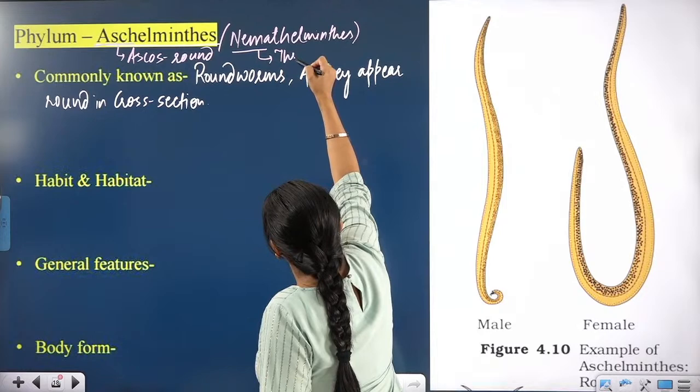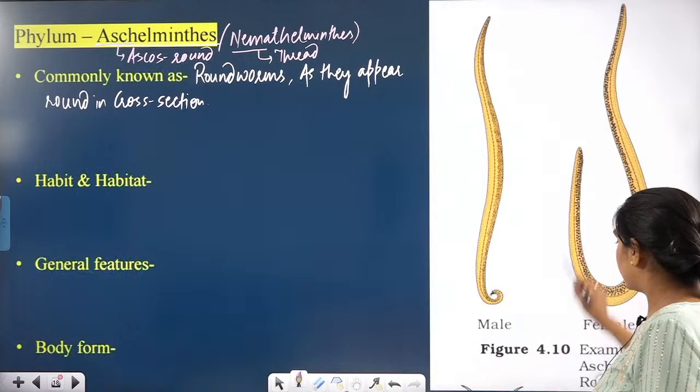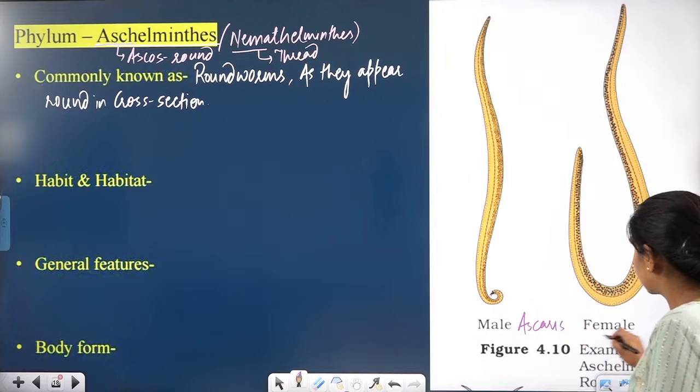You can see here the roundworm. This is the example of Aschelminthes roundworm, Ascaris. What is the name of this animal, beta? This is male Ascaris and this is female Ascaris, roundworm.